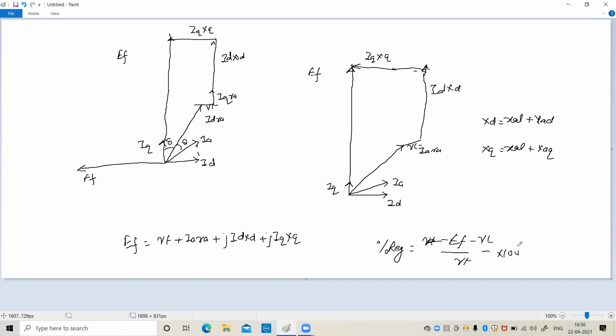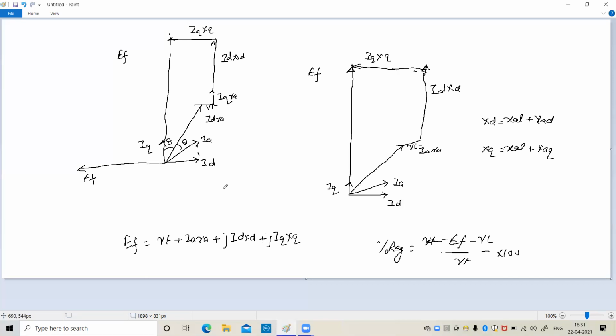And therefore, the salient pole synchronous machine has two reactances, one along the direct axis and one along the quadrature axis. Because the air gap along the direct axis and quadrature axis is quite different, the reluctance offered to the armature magnetic flux along the direct axis is very small, and along the quadrature axis is very high. So this is called the two reactance theory of a salient pole synchronous alternator.